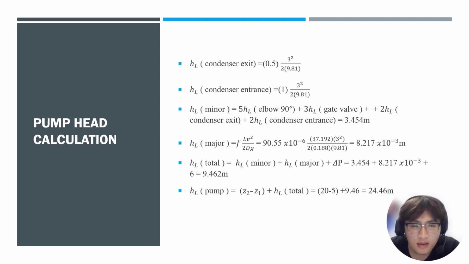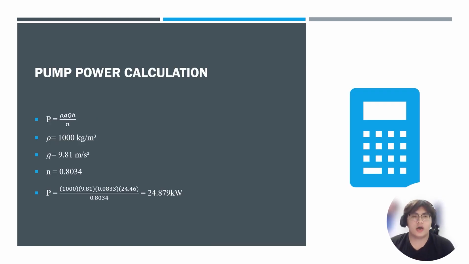Then the pump head equals Z2 minus Z1 plus total head loss, and the answer will be 24.46 meters. The last theoretical calculation will be pump power, which is P equals rho g Q H over eta. The rho is the fluid density, g is the gravitational constant, Q is the flow rate, H is the total head, and eta is the pump efficiency. Last, the value we get is 24.879 kilowatts.